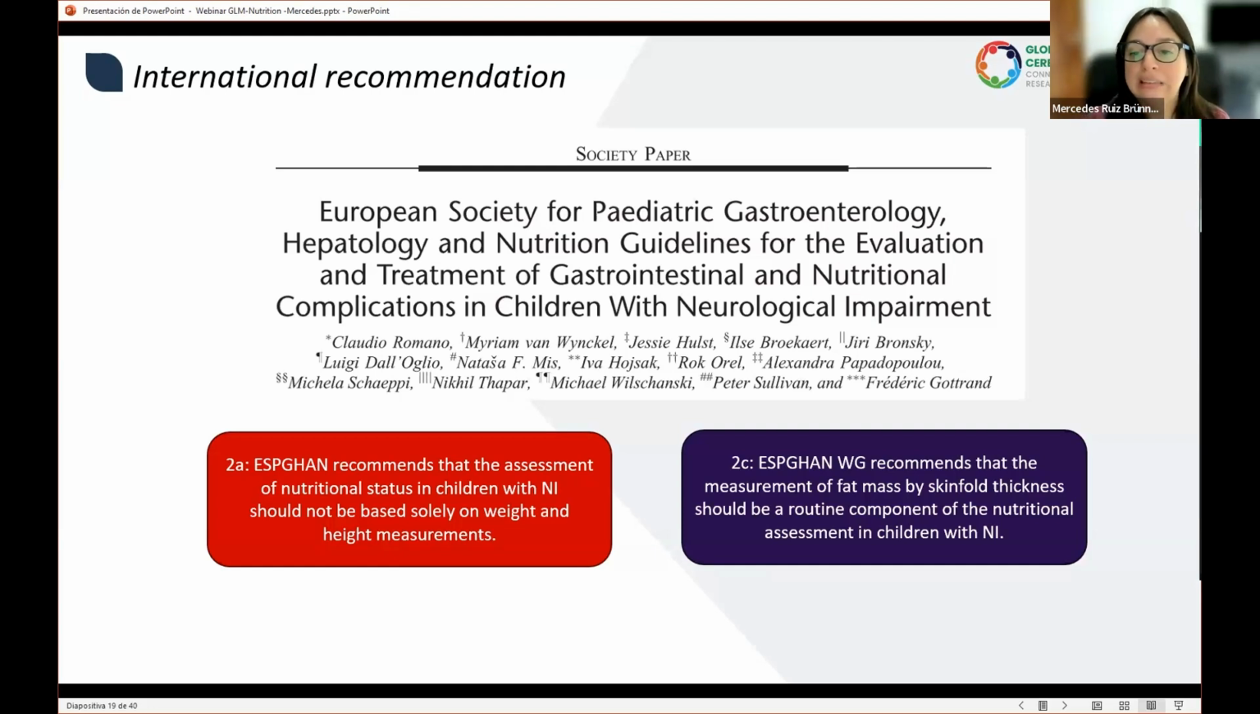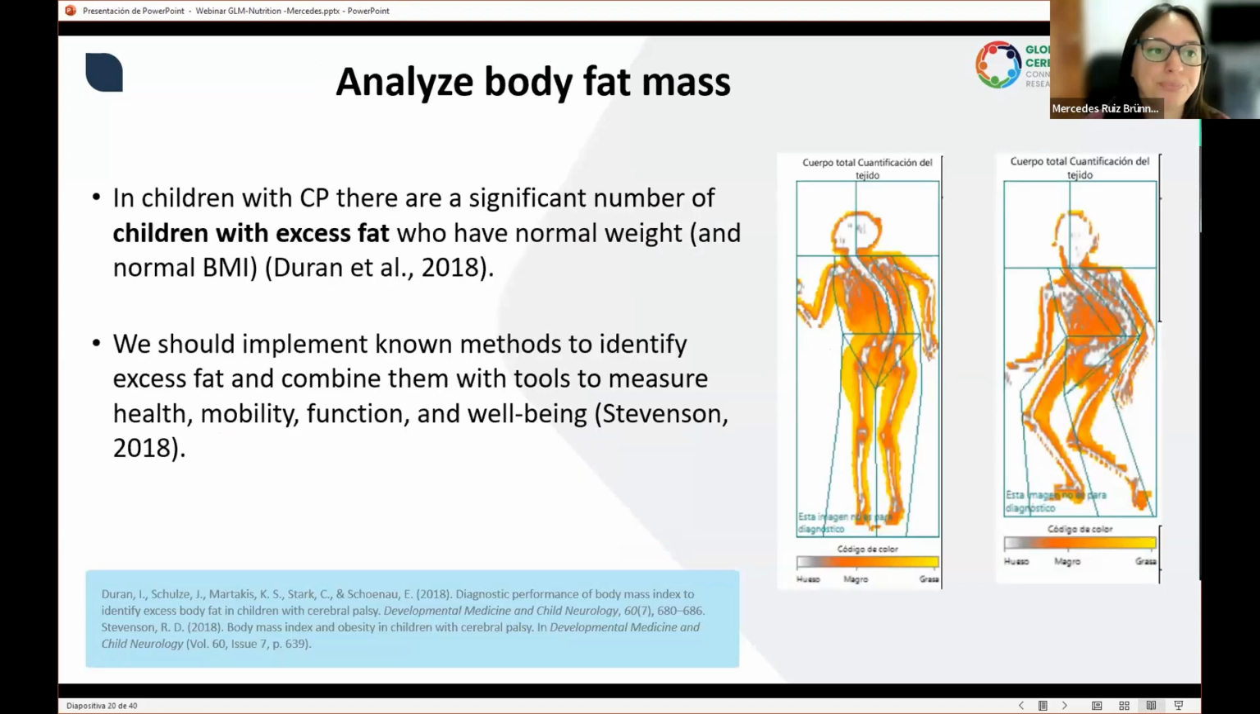But usually body mass or fat mass index are not part of clinical practice or the regular practice, but I encourage you to do it at least once a year. And if they are in treatment of malnutrition, we should do a more regular follow-up.